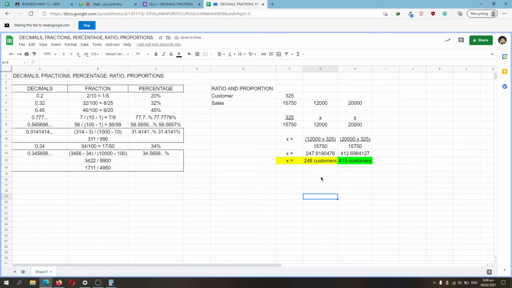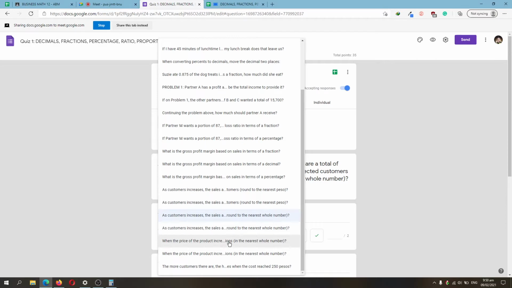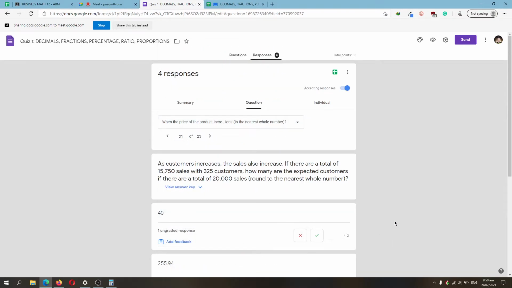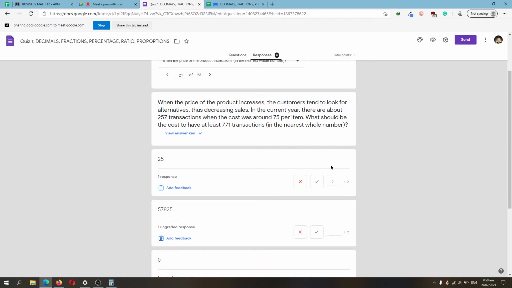As you can see, ganyan yung tinatawag natin na direct proportion. So, meron tayong 248 approximately. Tapos, meron tayong 413 approximately na customer. So, yan yung ratio and proportion natin. So, paano pag indirect? Yan. So, kapag indirect, sabi niya, nag-i-increase yung isang value, nagdi-decrease yung isang value.